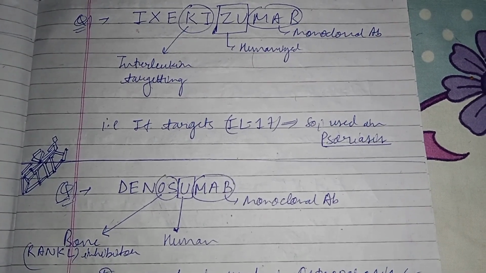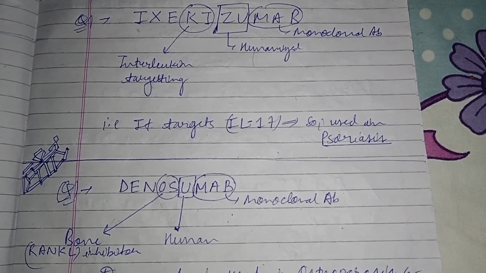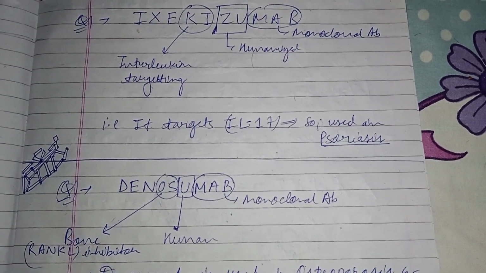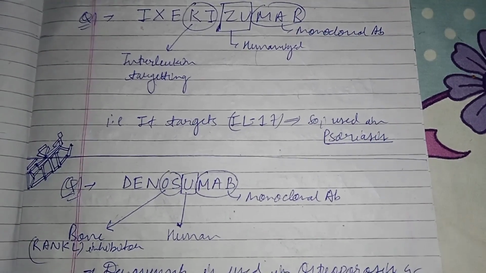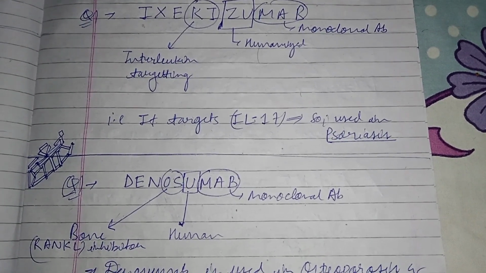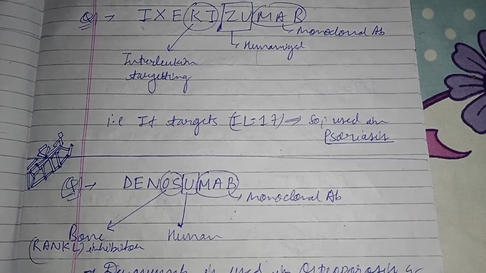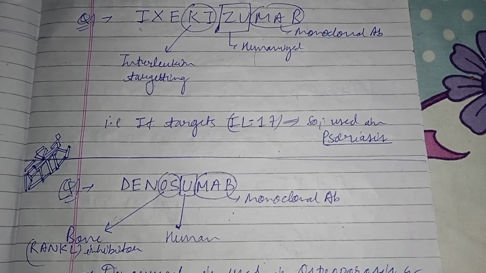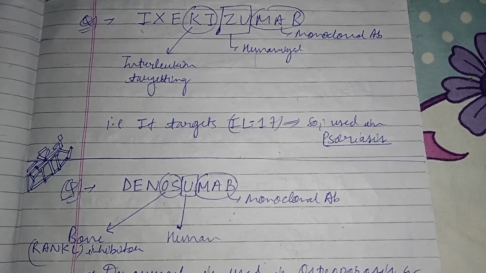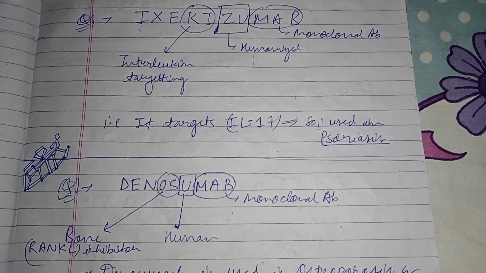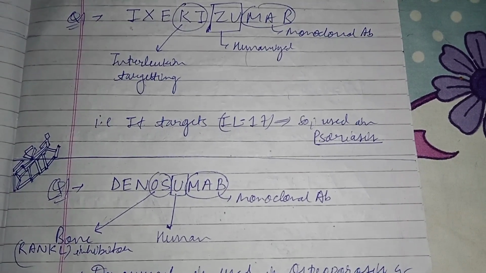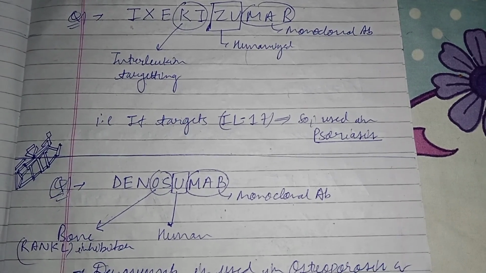So MAB means its stem, its backbone. It belongs to the monoclonal antibody class. ZU means it is humanized, that is its source. It belongs to the humanized class. Then KI tells us about the substem 2 portion, that is where it targets. So it is interleukin targeting. I hope it is clear. It targets interleukin 17, so it is used in psoriasis.